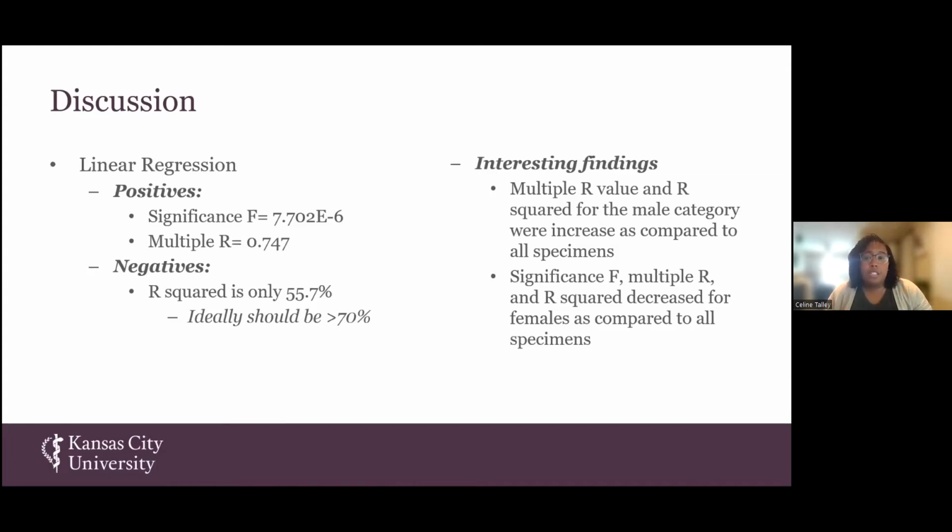It is interesting, however, that when separating our data set further into males and females, our data changed in two different directions. In the males, we saw an increase in multiple R value and an R squared value much closer to 70% at 66%. Alternatively, when looking at females, we saw a decrease across the board for significance F, multiple R, and R squared.